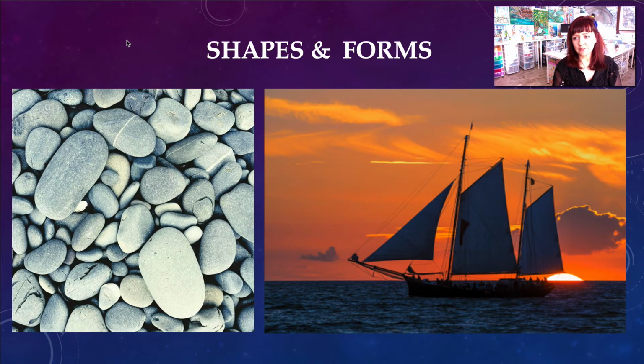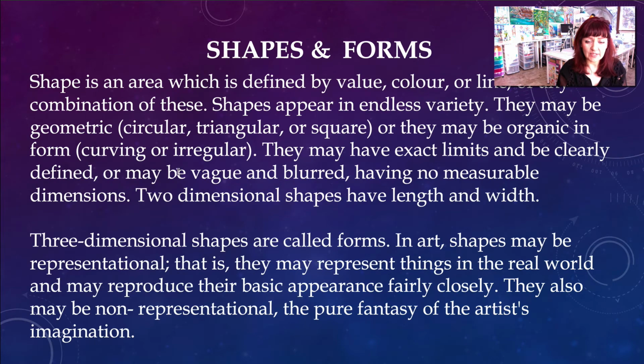A next element of design are shapes and forms. Shapes are referring to two-dimensional shapes. For example, if you consider this as a shape, the line around it. So this is a shape, or the geometric shape of these pieces. Or you could just say, oh, there's a shape of a ship all the way. You could consider that whole thing as a shape, right? Whereas forms are referring to 3D elements.